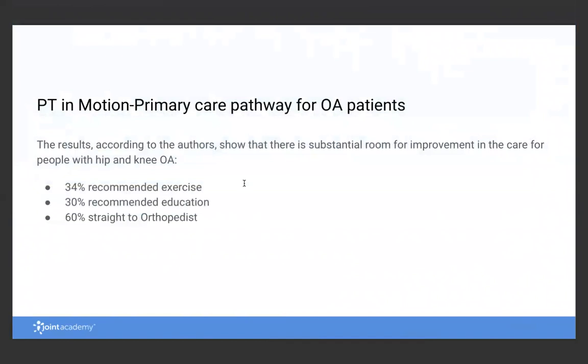So PT in Motion and the American Physical Therapy Association did research on primary care referral patterns. They asked primary care doctors, what do you do when you come across someone that you think has knee or hip osteoarthritis? What are your referrals? Only 34% of the patients were recommended exercise. In other words, only 34% were recommended to go to a physical therapy office and get exercise. Only 30% were given education material or sent somewhere where they could learn about their disease. And 60% went to the red triangle. So 60% basically went directly to an orthopedic surgeon's office.